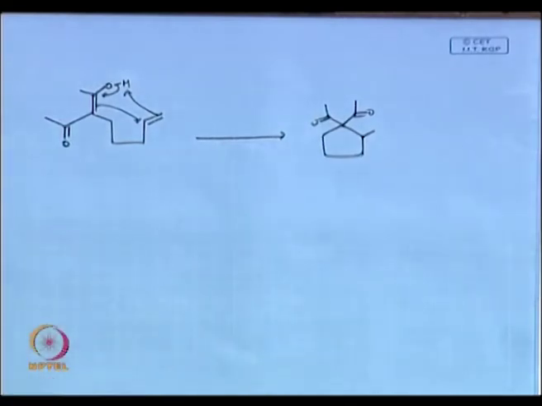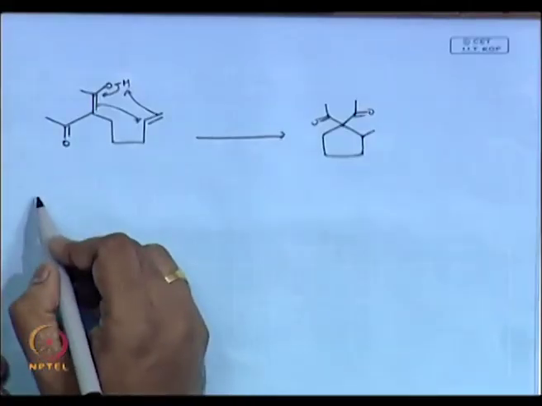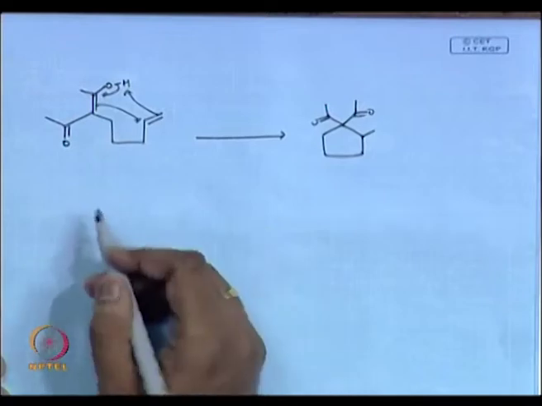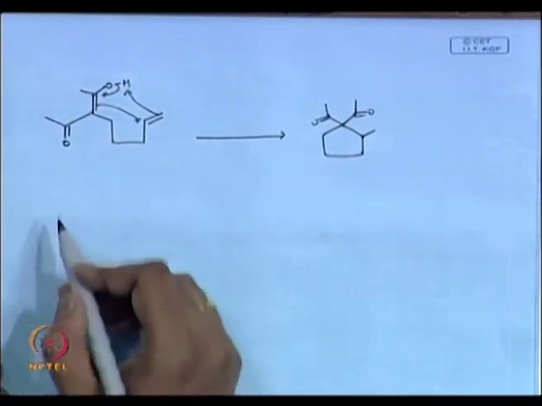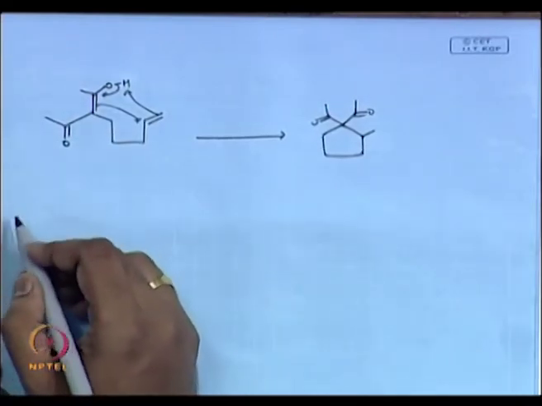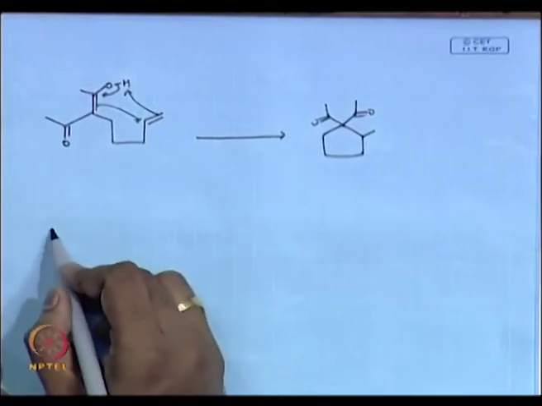So, now we are seeing ene reactions mostly with alkene systems, right, double bond systems. And there are a few examples where ene reactions go with alkyne systems also. You can talk about the alkyne also in ene reactions. So, you can see in this example.